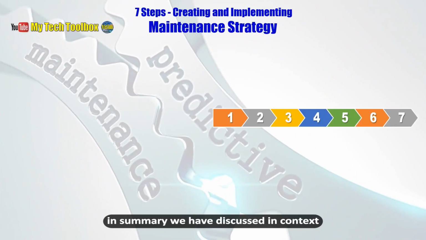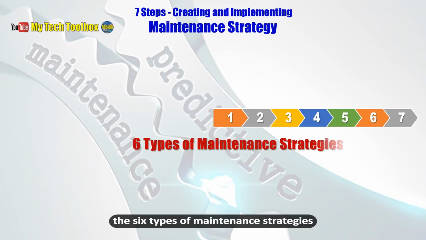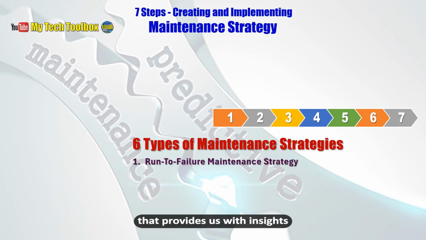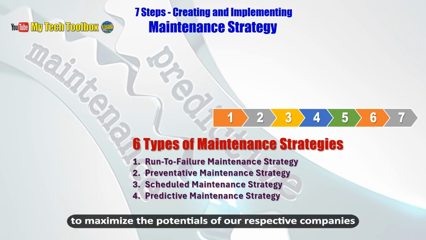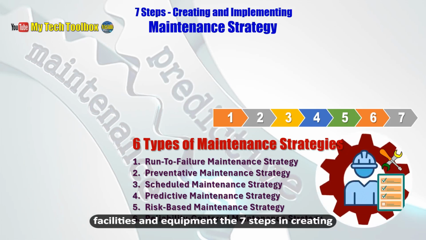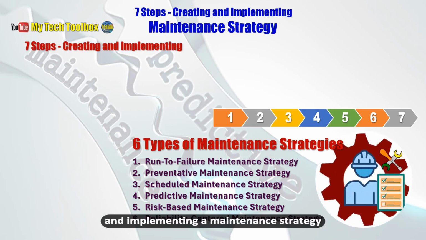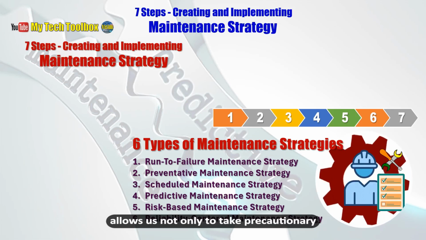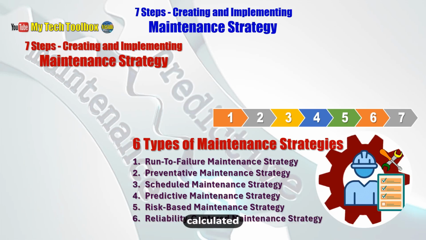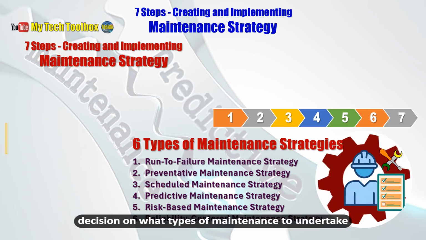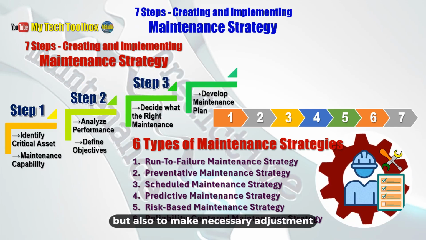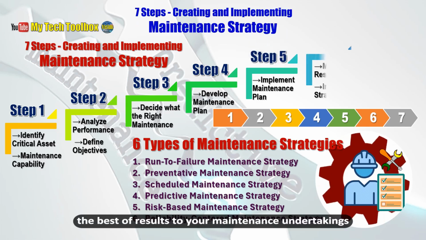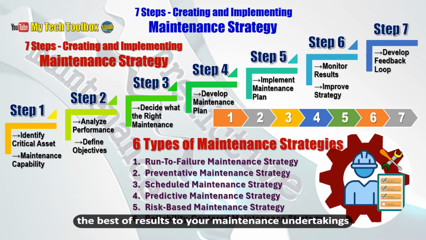In summary, we have discussed in context the 6 types of maintenance strategies that provide us with insights on what are the effective approaches that we may have to employ to maximize the potentials of our respective companies' facilities and equipment. The 7 steps in creating and implementing a maintenance strategy allow us not only to make precautionary, calculated decisions on what types of maintenance to undertake in the strategy that we have opted, but also to make necessary adjustments when deemed necessary. The best of results to your maintenance undertakings.